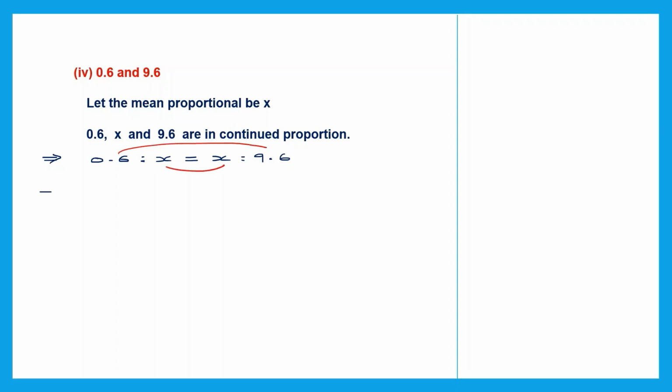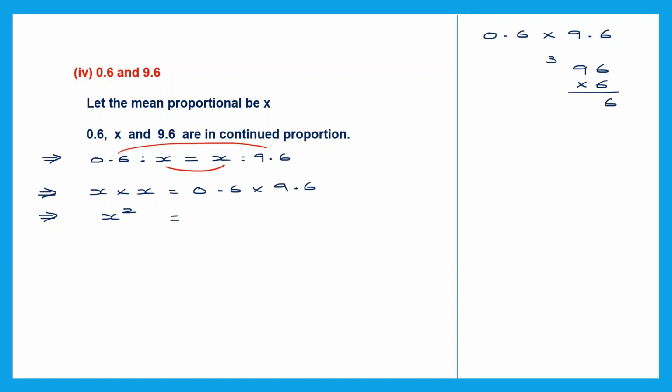So since we have to find the value of x, we'll write x first. So x into x is equal to 0.6 into 9.6. So what is this equal to? X into x is x square. X square is equal to, now let's multiply and find the value of 0.6 into 9.6. So ignore the point, it becomes 6 into 96 or 96 into 6. 6 6s are 36, carry 3. 6 9s are 54, plus 3 is 57.